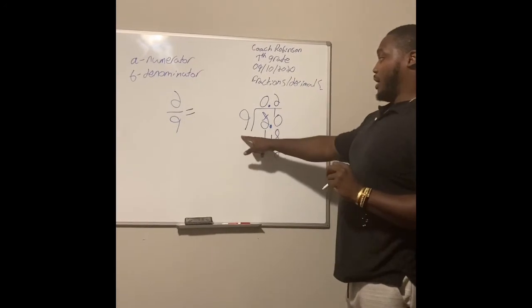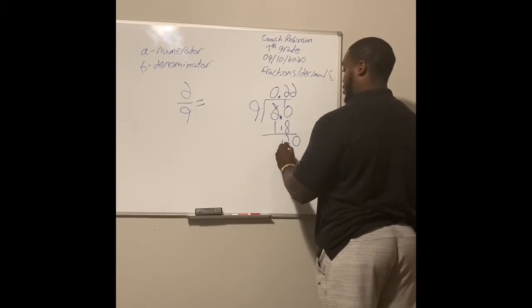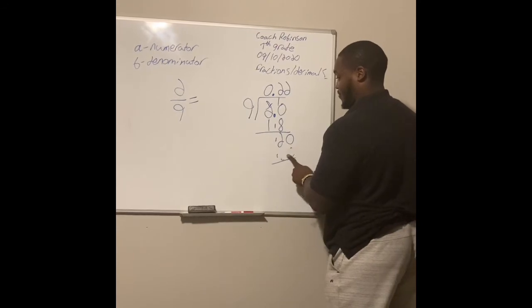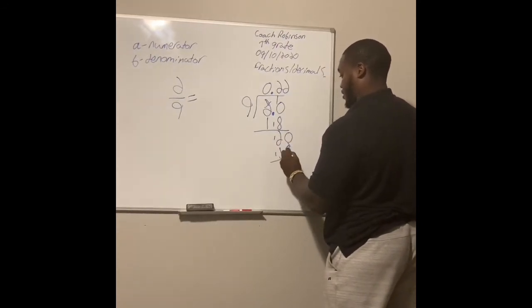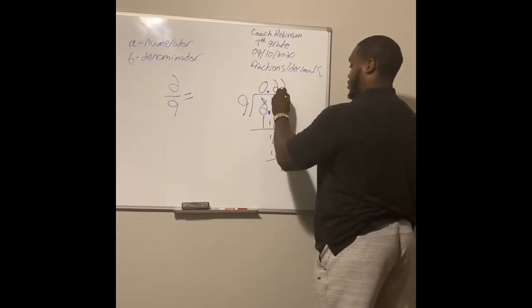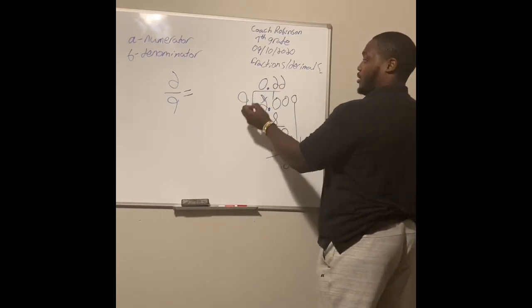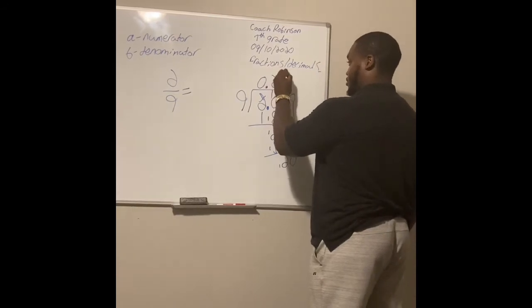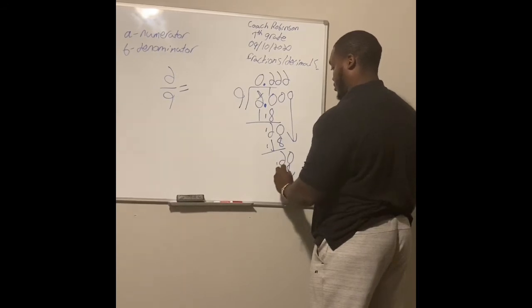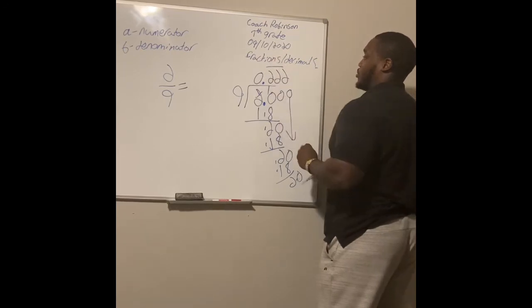So now 9 goes into 20 again, 2 times. Excuse me, that's supposed to be 18. Okay, and then that'll give us again 0.2. Add a 0, drop this down. And again, 9 goes into 20 2 times. So y'all get the point. It'll be a repeating decimal, right? So it was 0.2 again, same thing. So this is a repeating decimal, right?